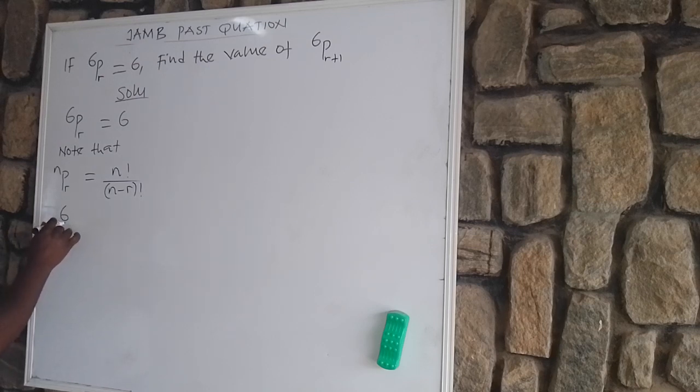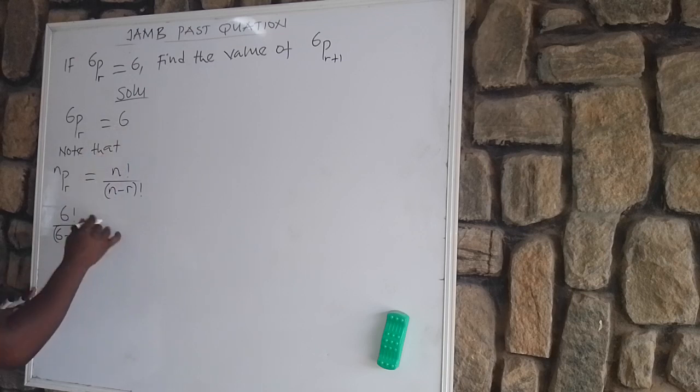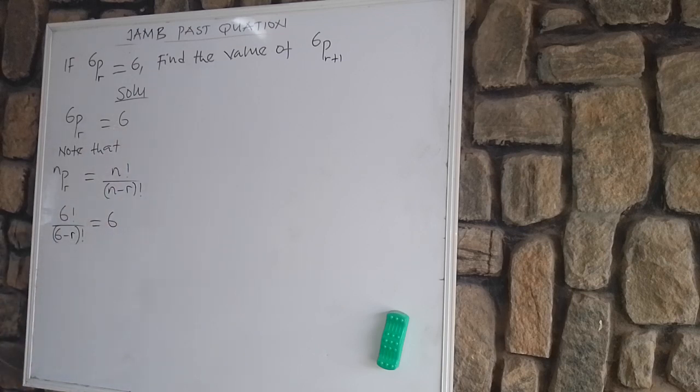So this is what we are going to write: 6 factorial all over 6 minus r factorial equals 6. Do you agree with me? Because the formula is n permutation r equals n factorial over n minus r factorial.